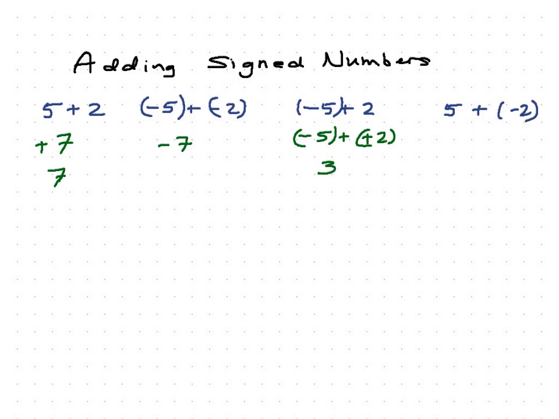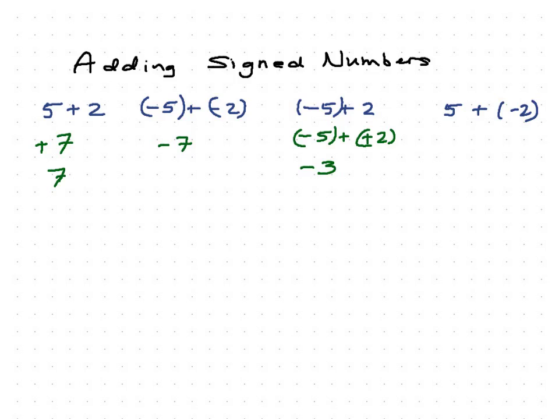And the sign of the answer will always be the sign of the larger physical number. So if you were in debt $5 and somebody gave you $2, you're actually now only going to be in debt $3 because you're $2 closer to being at par or at zero.